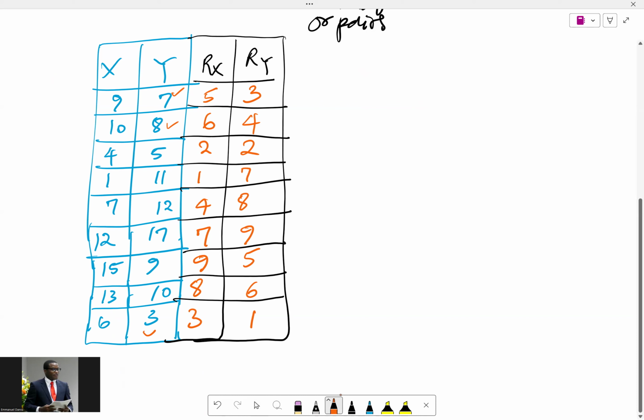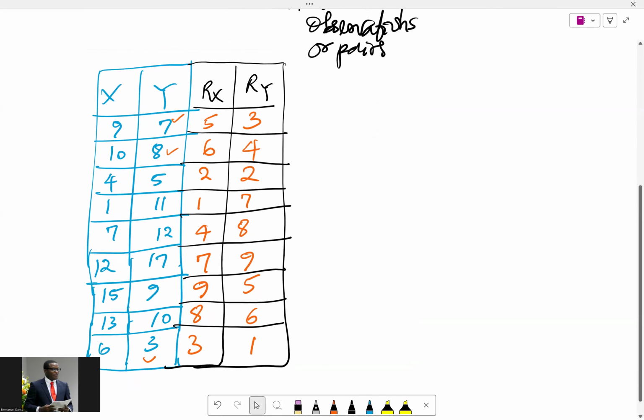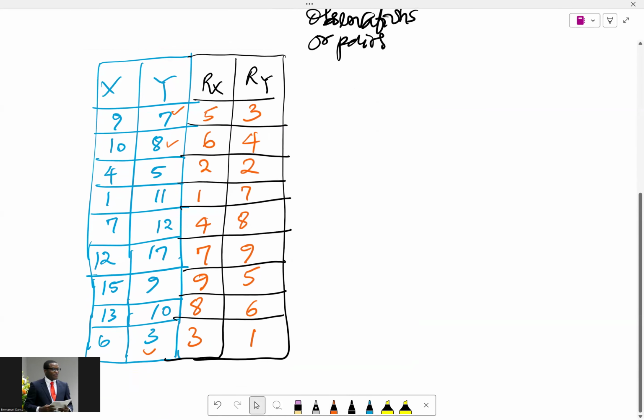In this case, we don't have a case of the same number. If you had two threes, for instance, they would occupy first and second, so you add the ranks 1 plus 2 divided by 2. Each three will then carry 1.5, but we don't have that in this case, because all the numbers are unique. So we have found the ranks, right?